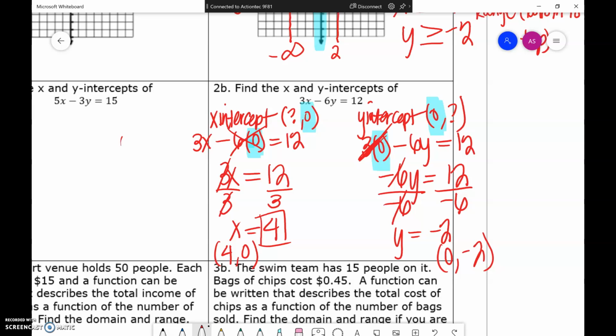Okay, so if I had a little sketch, let's say I had a little graph, it'll look something like this. So my x-intercept will be here for 0, and my y-intercept will be here. Okay, and then we can connect our dots, and that's our little graph.